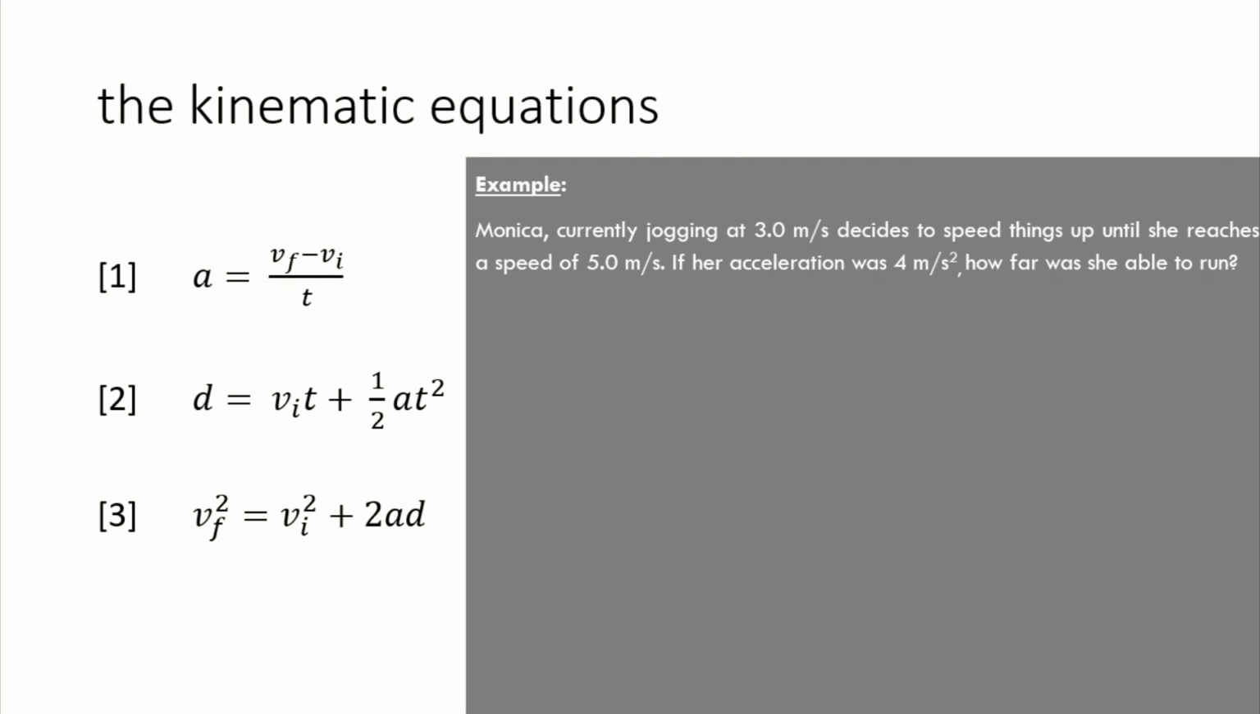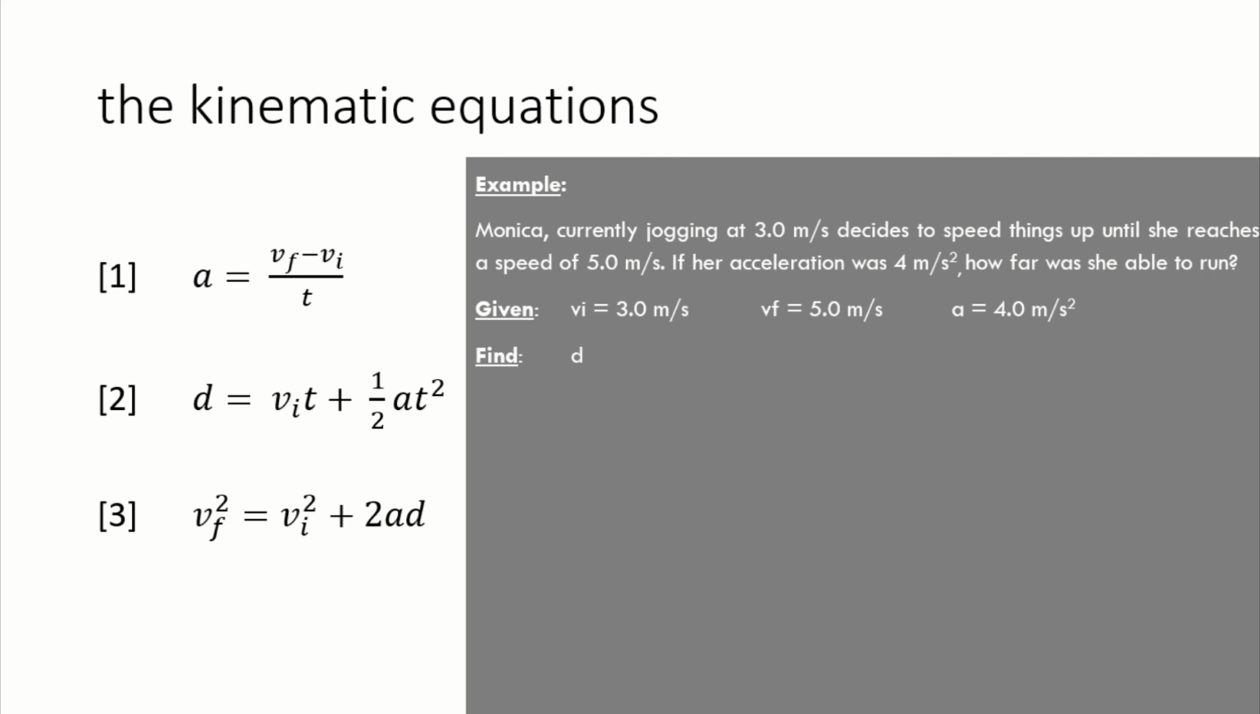Monica, currently jogging at 3 meters per second, decides to speed things up until she reaches a speed of 5 meters per second. If her acceleration was 4 meters per second squared, how far was she able to run? Let's list down our givens. She has an initial velocity of 3 meters per second, final velocity of 5 meters per second, and an acceleration of 4 meters per second squared as she sped up.